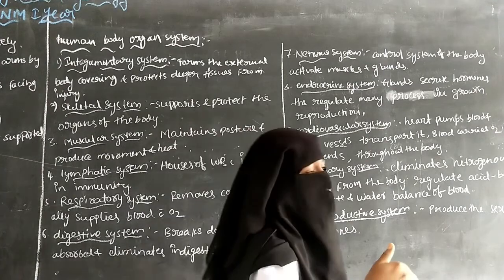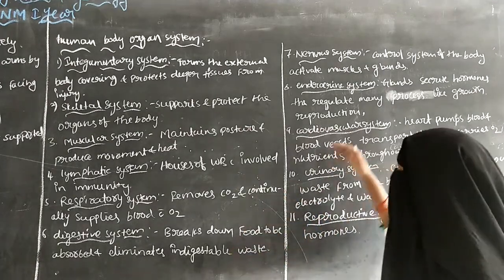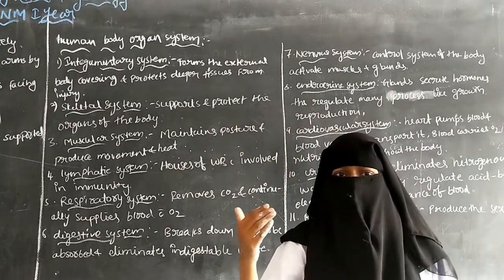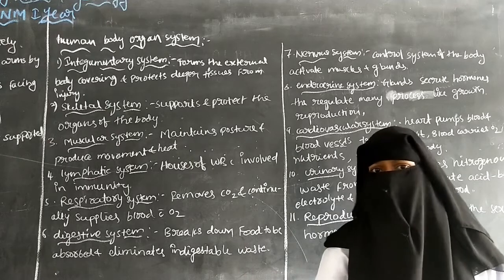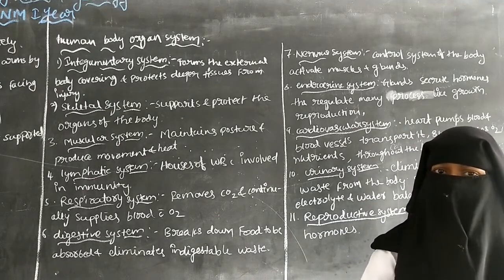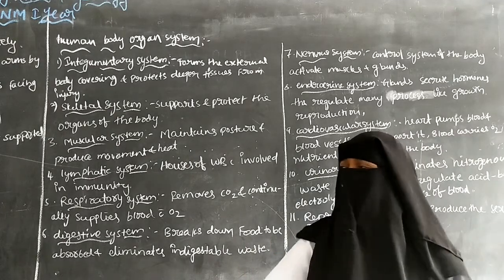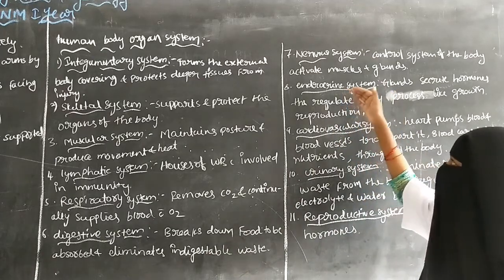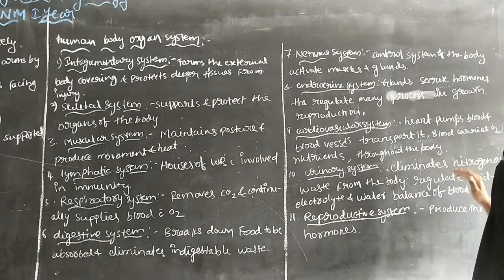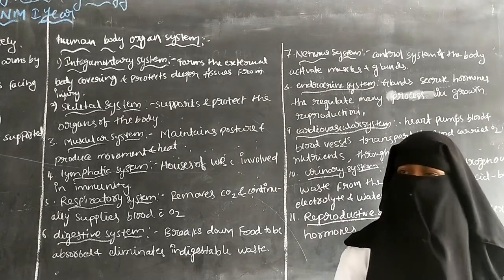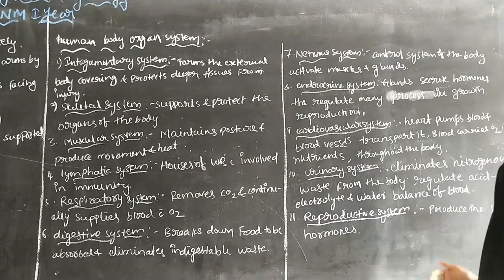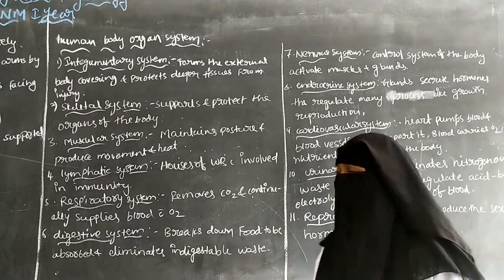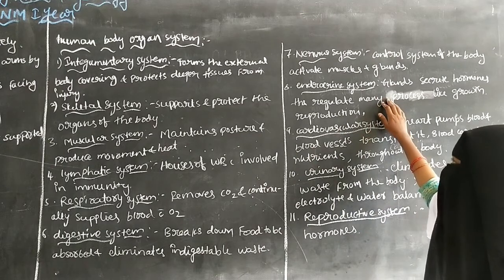For example, in the endocrine system, secondary sexual characteristics occur during the age of 9 to 10 years. In males, testosterone is released. In females, progesterone and estrogen are released. So the endocrine system secretes hormones that regulate many processes like growth and reproduction.